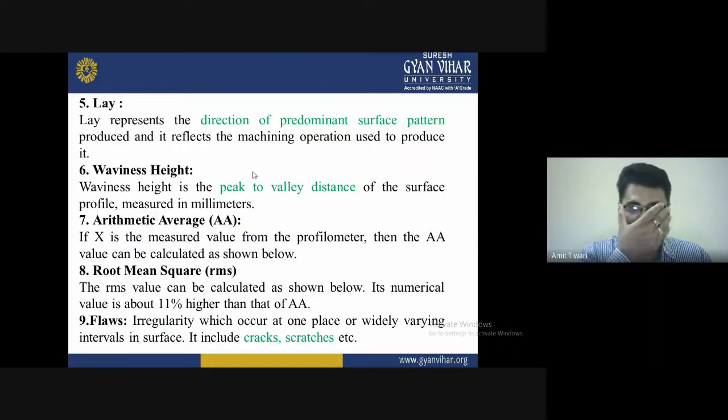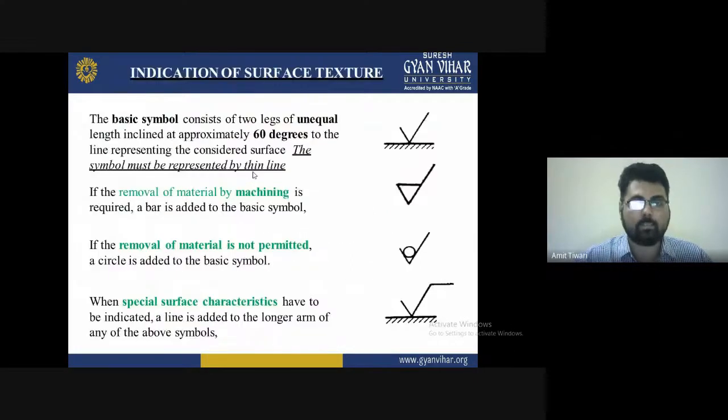Okay, I hope you understand this. The second term is indication of surface structure. That is the basic symbol consisting of two legs of unequal length inclined at approximately 60 degrees to the line representing the considered surface. And the symbol may be represented by a thin line.